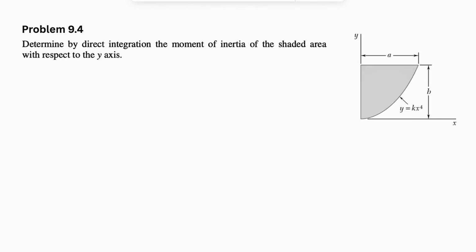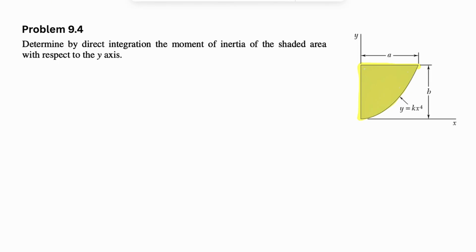Alright guys, we're going to be solving another question from the ninth chapter of Vector Mechanics for Engineers by Beer and Johnston, and we need to determine by direct integration the moment of inertia of the shaded area with respect to the y-axis. So we have this shaded area here where we need to find the moment of inertia, as we talked about in the previous video.